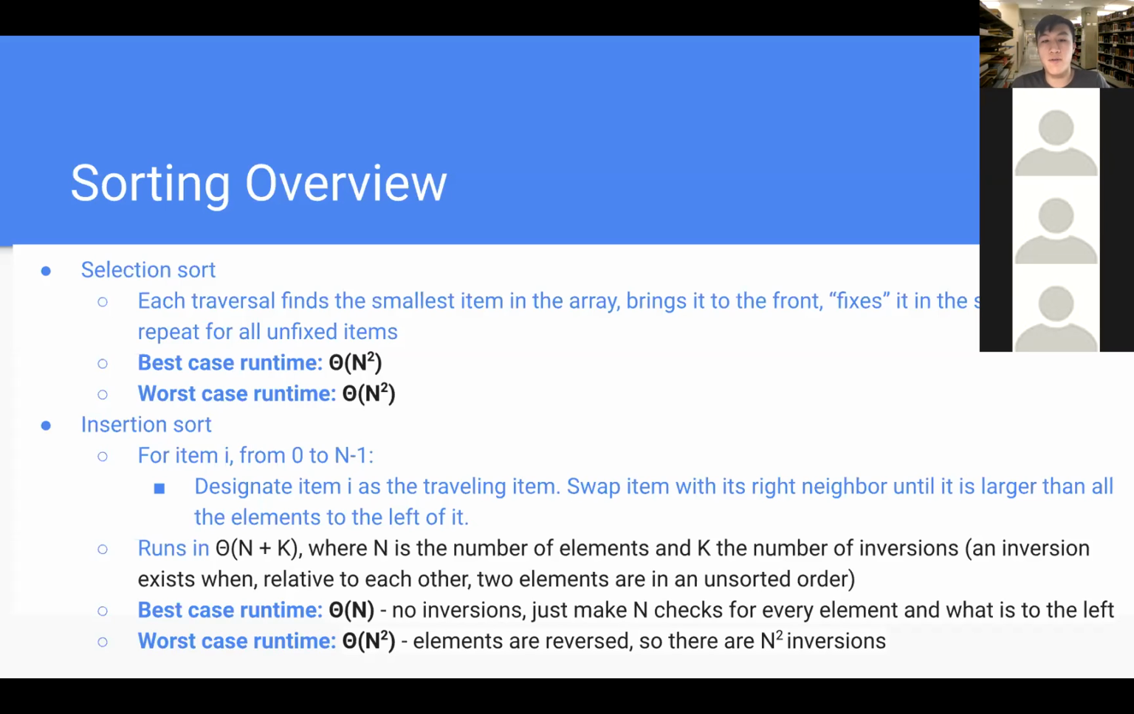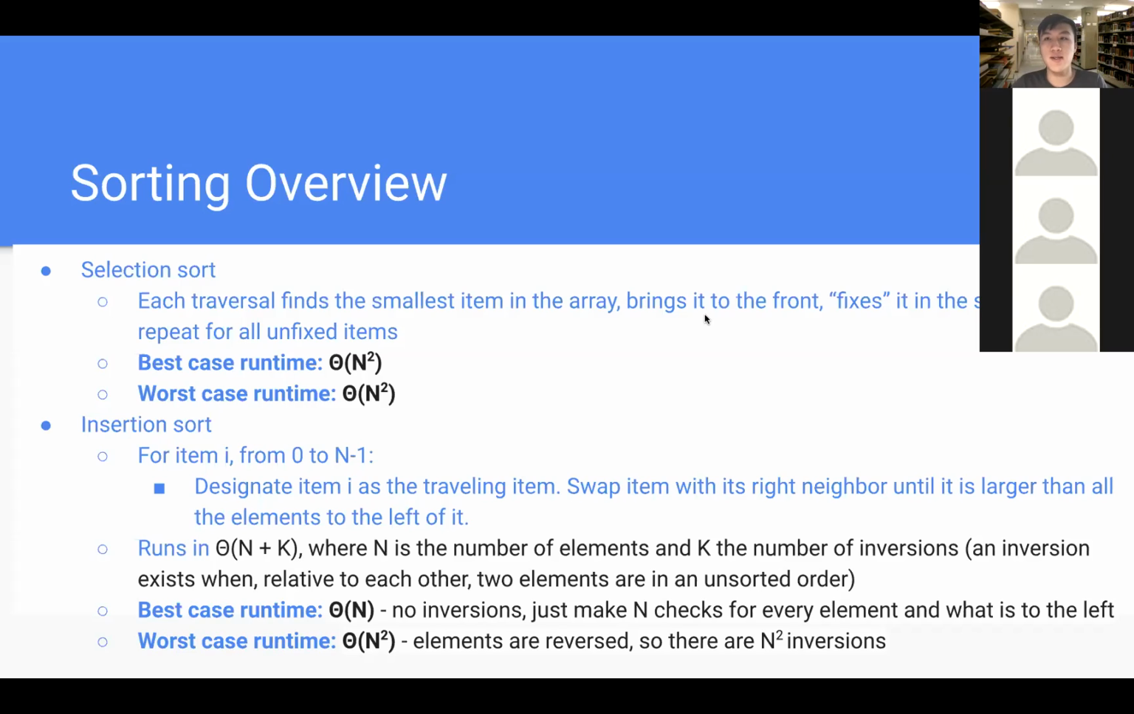And the best case, of course, is that there's no inversion. So you just check through each of the elements in the array, and you realize that there's no swap needed, so you just stop there. The overall operations you've done is n operations, and that gives you a best case runtime of theta of n.